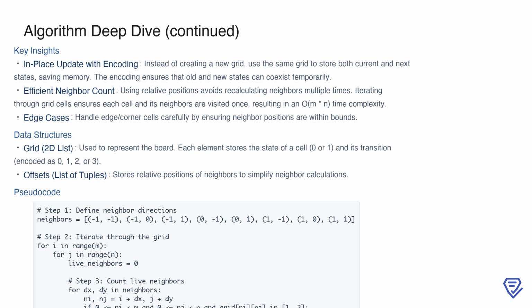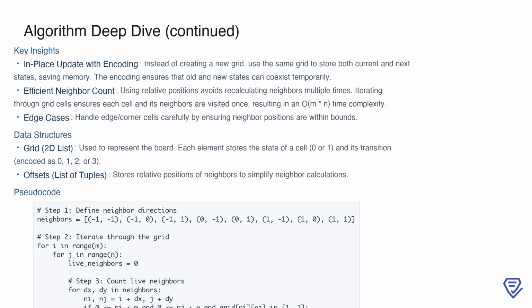Another important optimization is the efficient counting of neighbors. By using relative positions stored in a simple list of tuples, we avoid recalculating neighbor positions repeatedly. Iterating through the grid ensures that each cell and its neighbors are visited exactly once, leading to an overall time complexity of O(m*n), where m and n are the dimensions of the grid. Special care is needed for edge and corner cells to ensure neighbor positions remain within bounds.